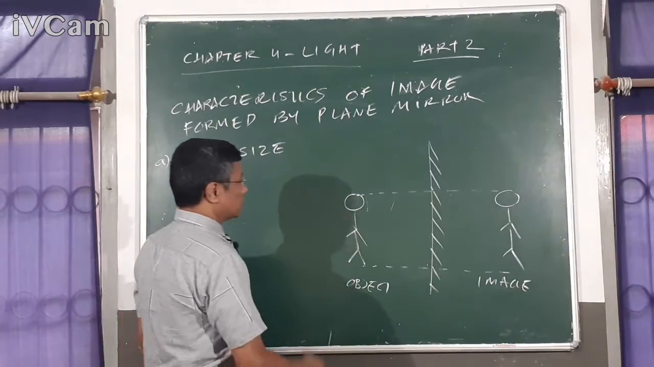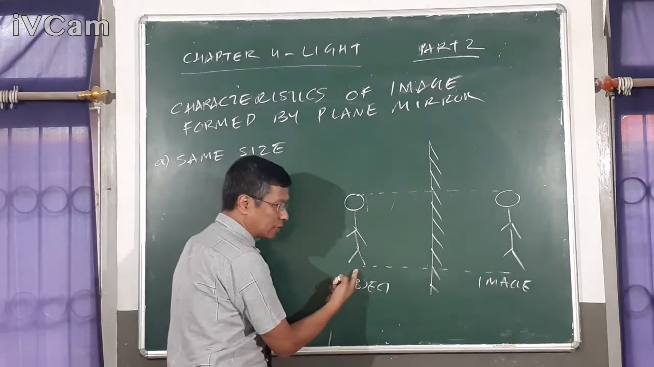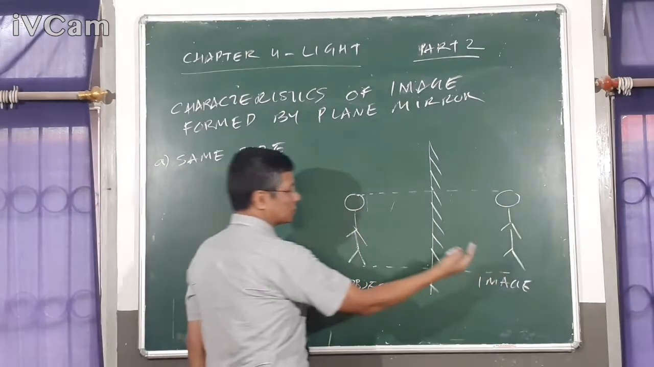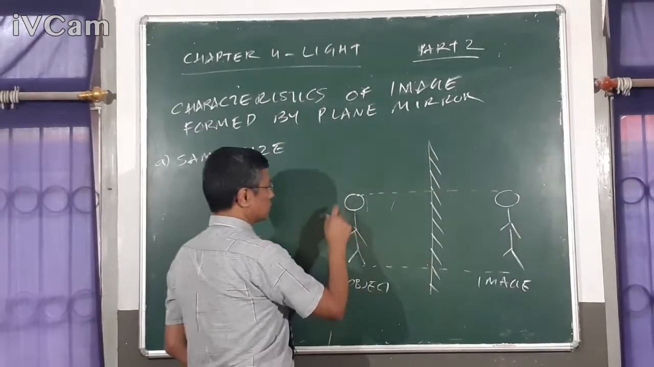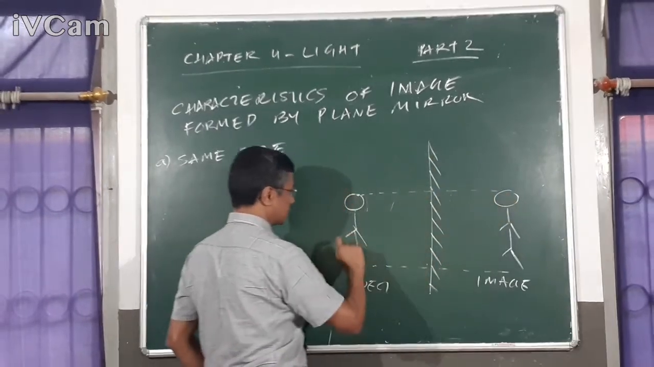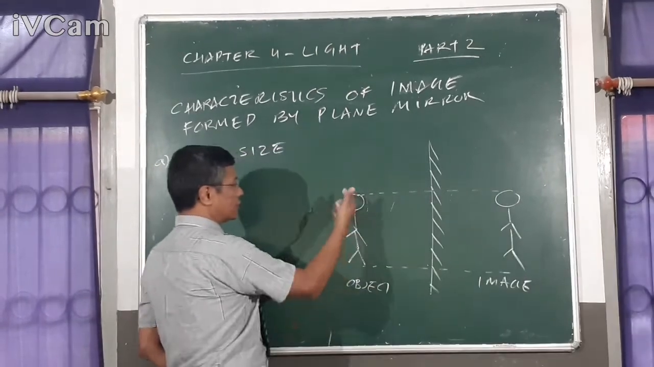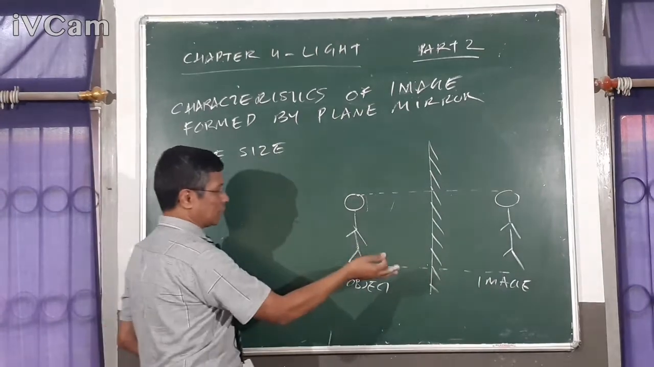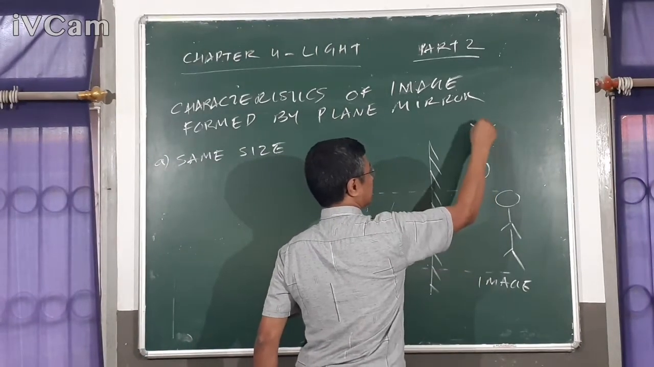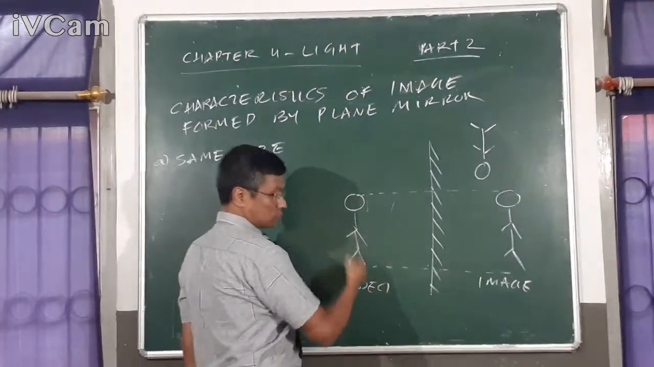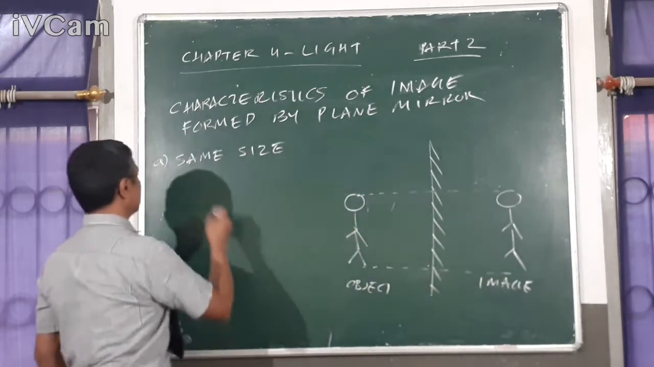Secondly, the image is erect. That means if you are standing straight, your feet are here, head is here, the feet are also at the bottom and the head is also on top. So the head corresponds directly to the head and the feet to the feet. That means you are standing erect. It is not upside down. It is not that your head is here and your feet are upside down. So the image formed by a plane mirror is erect.